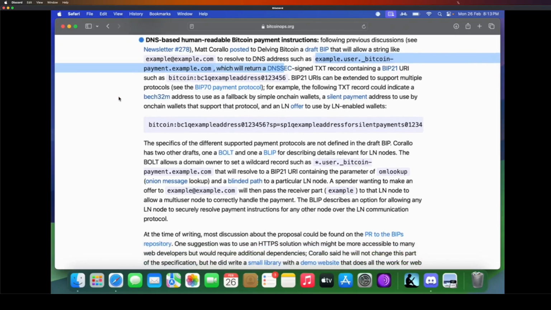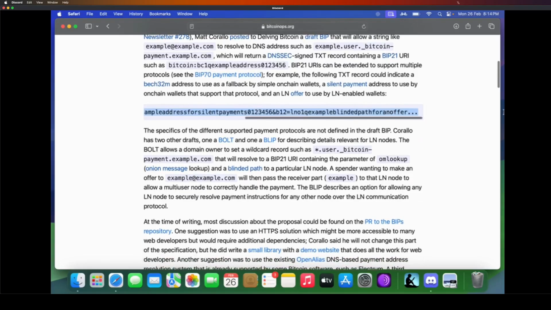Now, how this works is that one single human readable string will have three addresses. When you query the DNS server for example at example.com, it will return you this thing. So there are three addresses in one. First is your Bitcoin address, it starts here, it ends here. If you intend to receive payment on the mainnet, you can use this address, and you can accept payments on the mainnet.